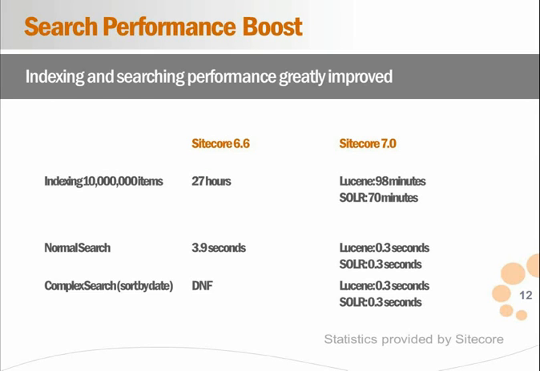So just to give you a bit of an idea about the performance boost in Sitecore 7, these stats came from Tim Ward at Sitecore when he was giving a webinar to the MVPs on Sitecore 7 when it first came out. So you can see here we've got Sitecore 6.6 and we've got Sitecore 7. Indexing 10 million items, Sitecore 6.6 took 27 hours. Okay, quite a considerable amount of time. Sitecore 7 with Lucene took 98 minutes. That's a big improvement. And indexing using Solr took 70 minutes. So you can see we're orders of magnitude faster in just indexing the content.